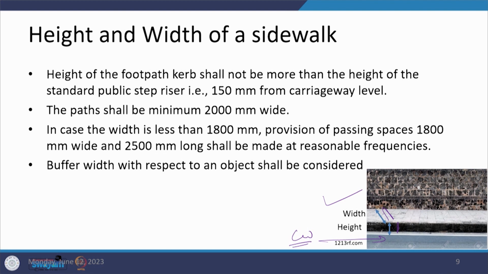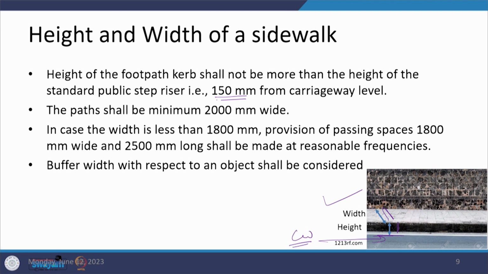So, the height of the footpath should not be more than 150 mm, and usually we keep it as 150 mm from the carriageway level. This is the carriageway level, and from there we are putting this value, which is a standard value used as a riser for public steps.